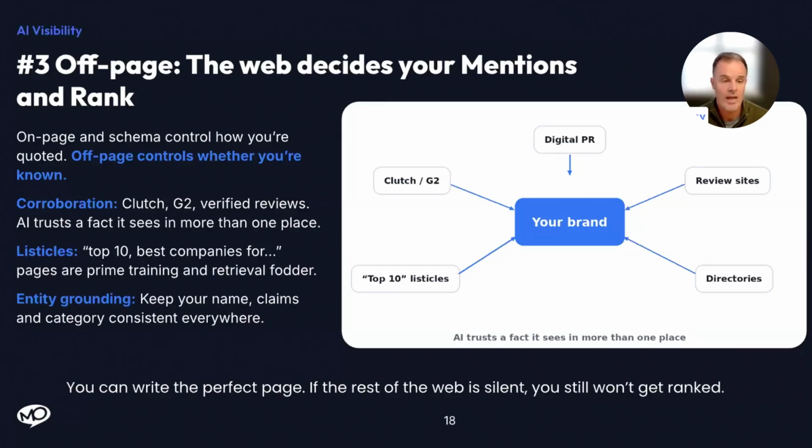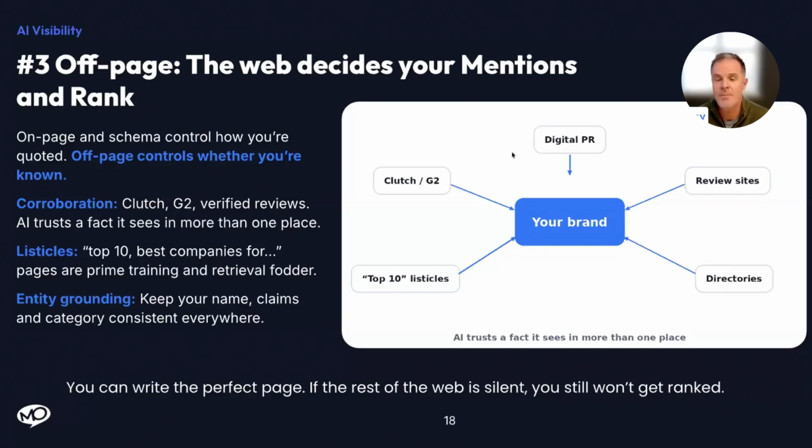So keep your name, your claims, and your category consistent everywhere. So if you have a profile on Biz Community, it needs to mirror what's on your website, what's on Clutch. Okay, that's very important. Those consistencies will push your brand further in the LLMs. Okay.